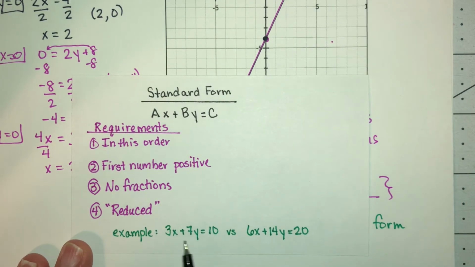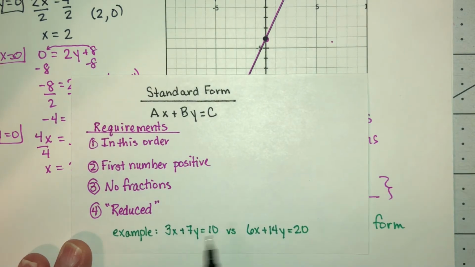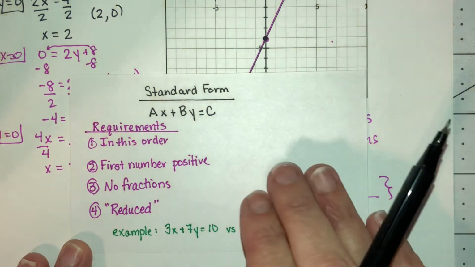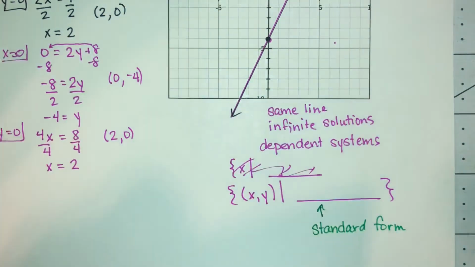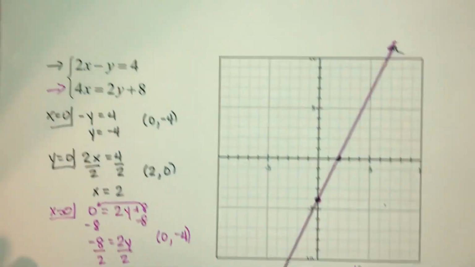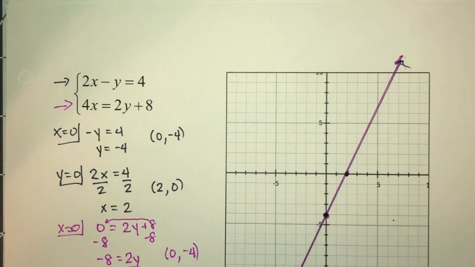Now, what I mean by that is if I have these two equations, and these are the same equation in different forms, this one is in standard form and this one is not. This one is not because 6, 14, and 20 are all divisible by 2. There is nothing that divides into 3, 7, and 10. Okay? It would have to go into all of them. So what we're going to do is look at the equations we have, and usually one of them is closer to standard form than the other.